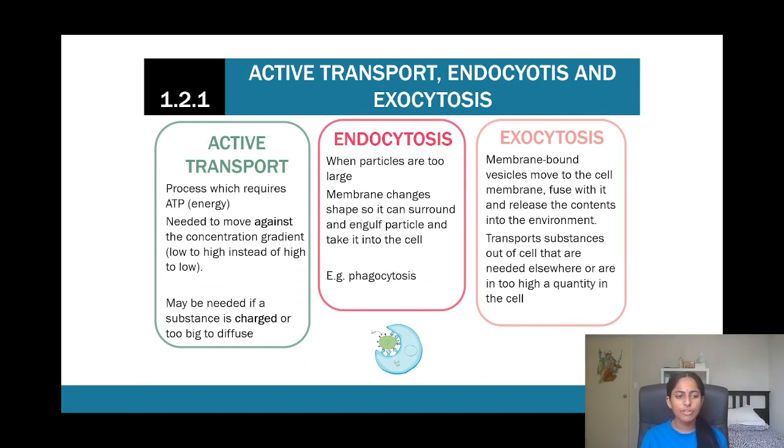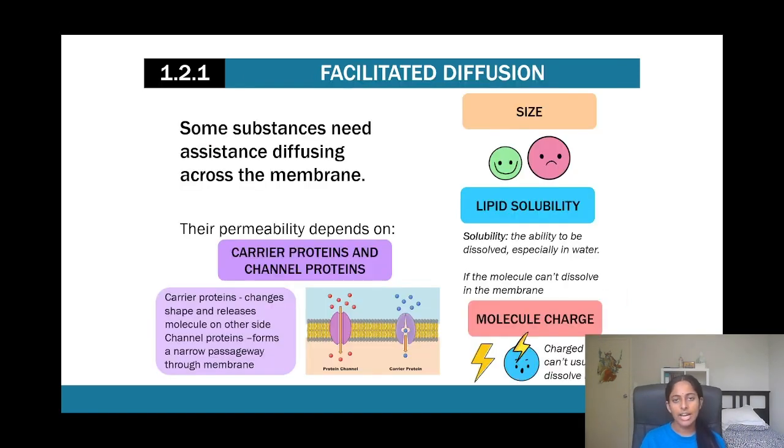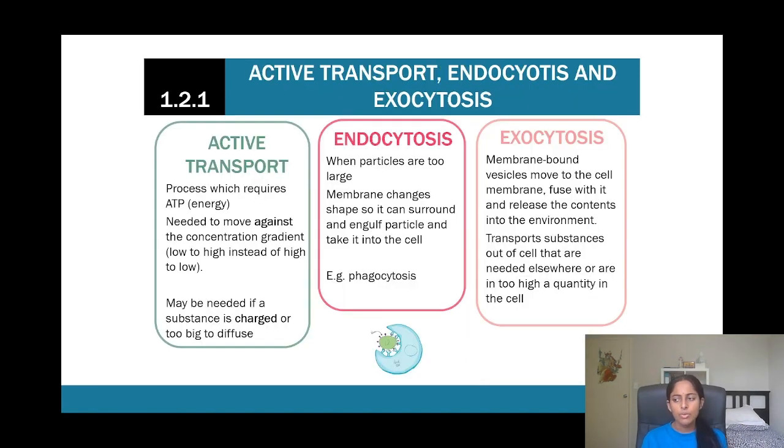And in terms of the other kinds of transport, we've looked at passive transport, so that's both diffusion and osmosis. Facilitated diffusion is also passive transport. We also have something called active transport, which is transport in a way that energy is needed. This requires particles to move against the concentration gradient. So instead of going from an area of high to low concentration, you go from low concentration to high concentration. This may be needed if your molecule is charged or if it's too big.